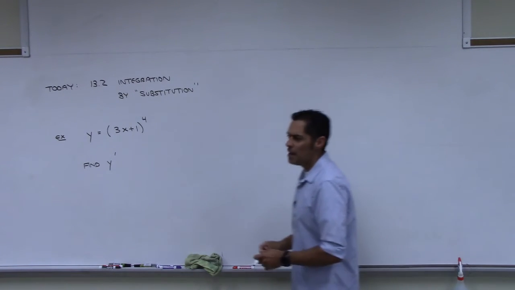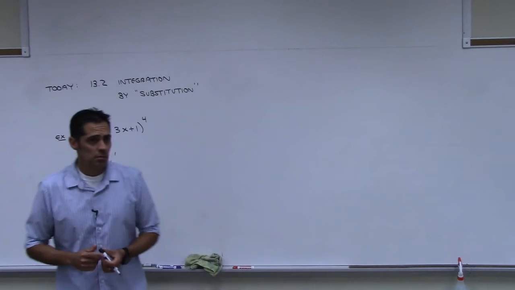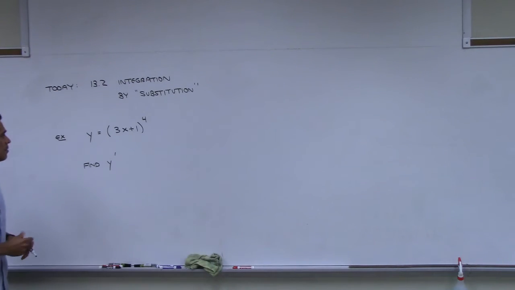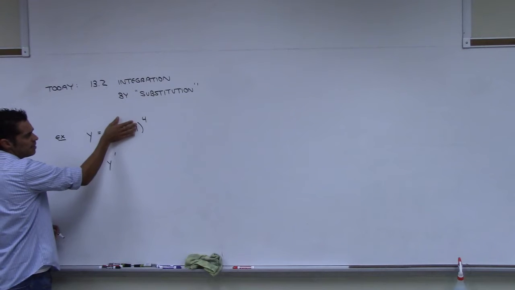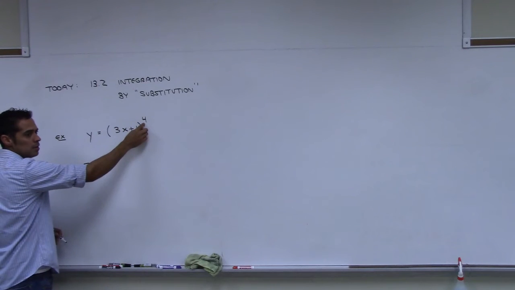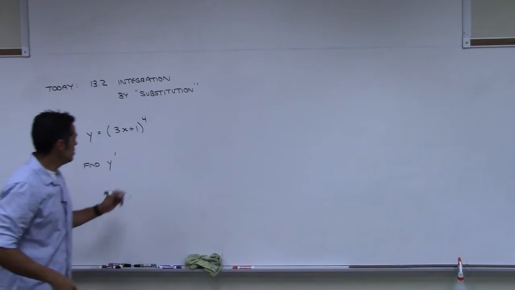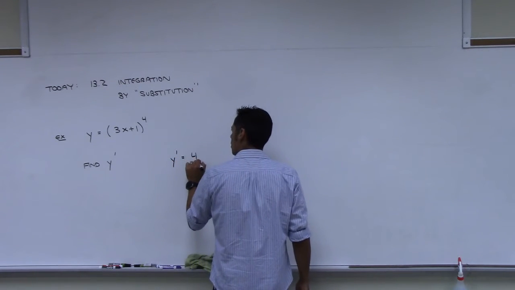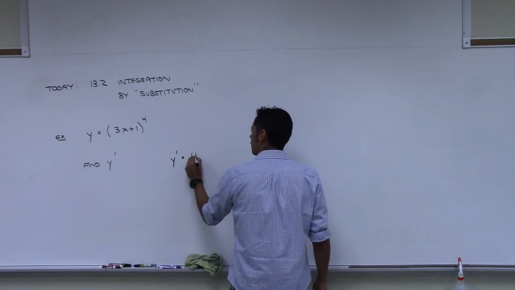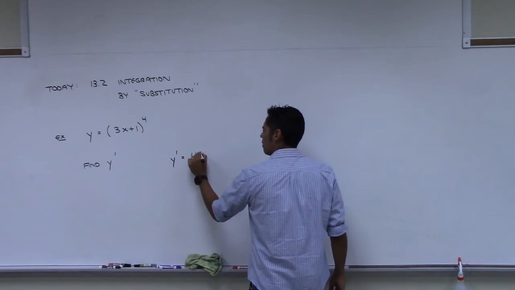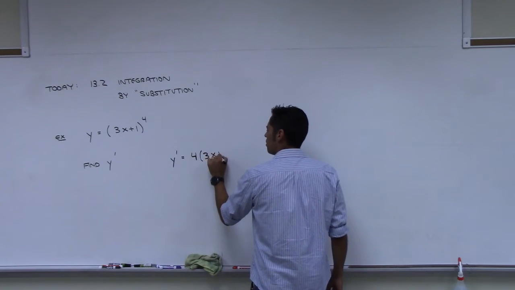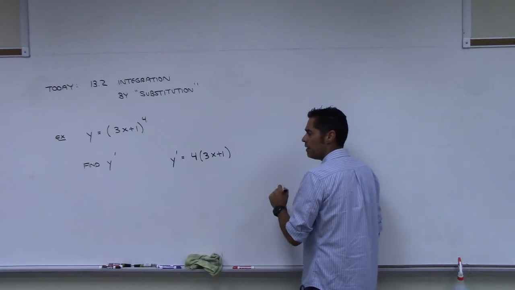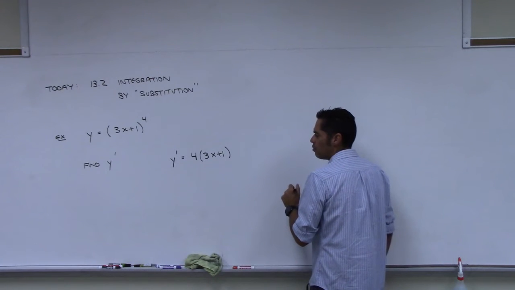To do this, we had to use the chain rule. We had to realize that something is being raised to the 4th power, so that 4 will drop out first. Our derivative here would be 4, and then what? The 3x plus 1, we just rewrite it. We don't take the derivative. And then what power on that 3x plus 1?